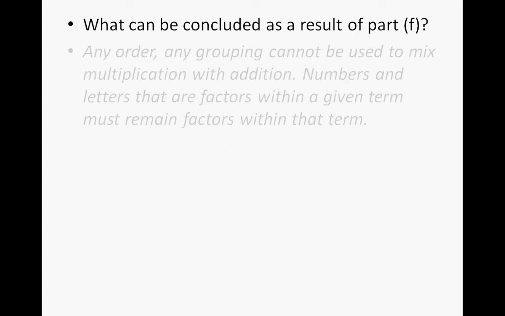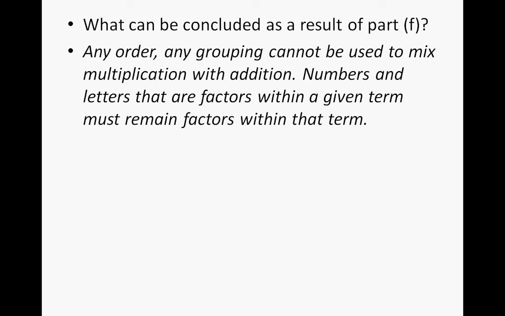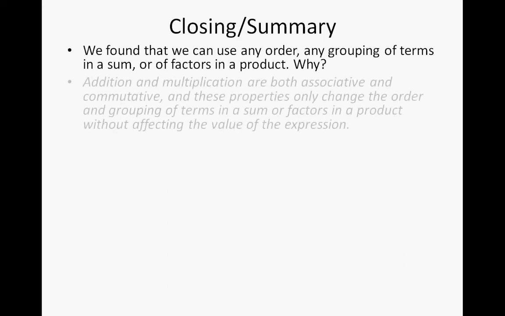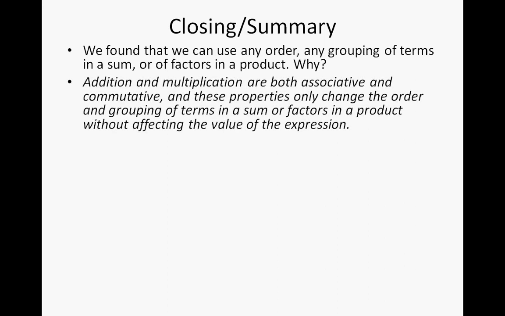So what can be concluded as a result of part F? Well, any order, any grouping cannot be used to mix multiplication with addition. Numbers and letters that are factors within a given term must remain factors within that term. All right, let's wrap it up. So we found that we can use any order, any grouping of terms in a sum or of factors in a product. Why? Well, addition and multiplication are both associative and commutative, and these properties only change the order and grouping of terms in a sum or factors in a product without affecting the value of the expression.